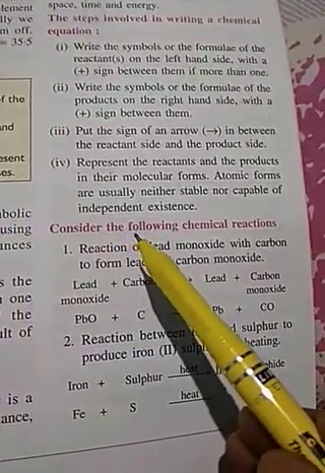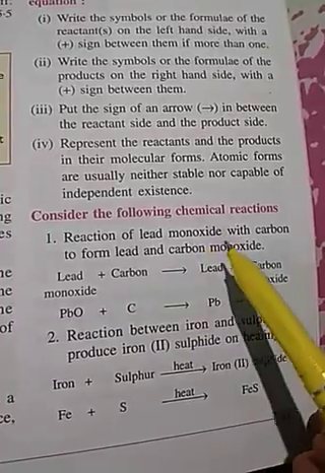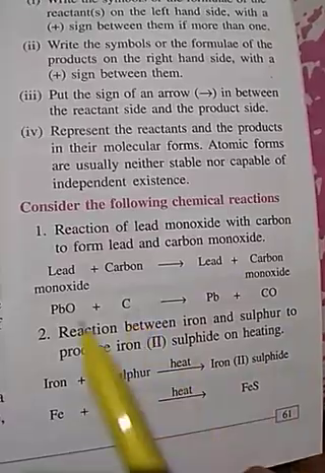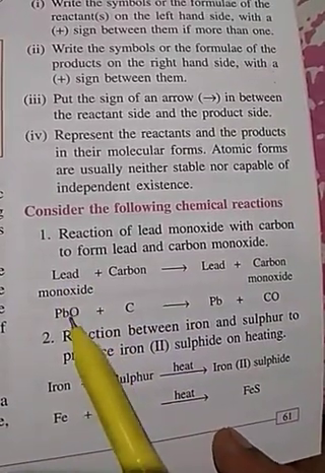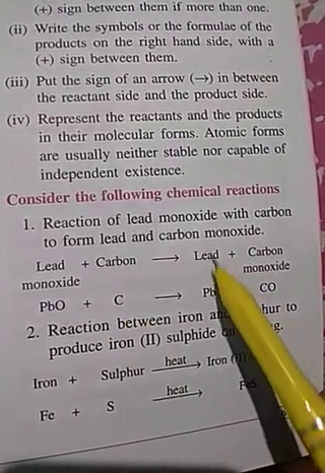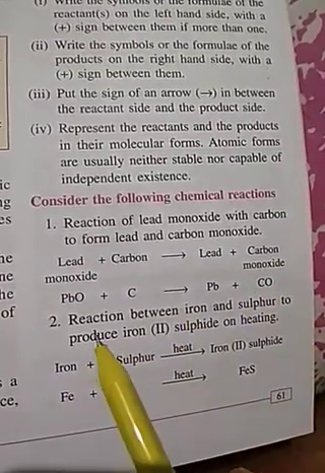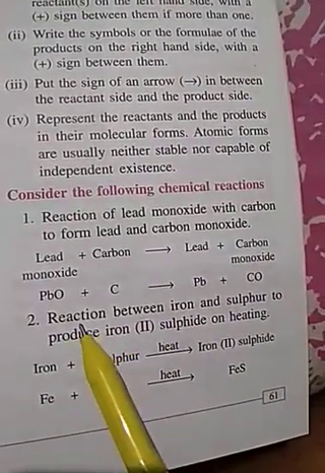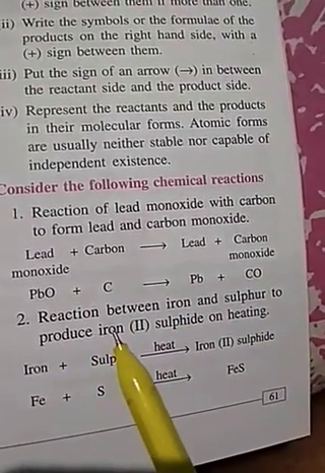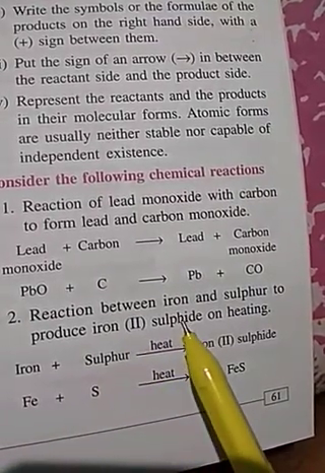Here are some examples. Reaction of lead monoxide with carbon. It forms lead and carbon monoxide. Lead monoxide formula is this, carbon, this. After reaction, this is the symbol, carbon monoxide, this one. Likewise, here is the word equation. Reaction of iron and sulfur produces iron(II) sulfide. Iron(II) means ferrous sulfide.